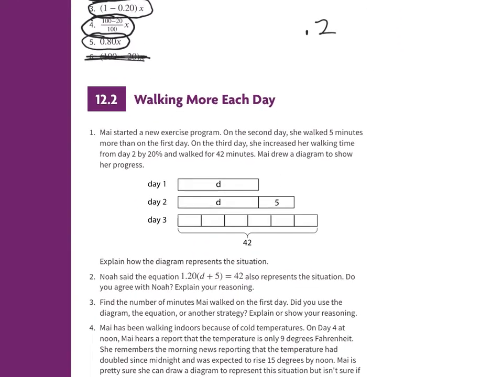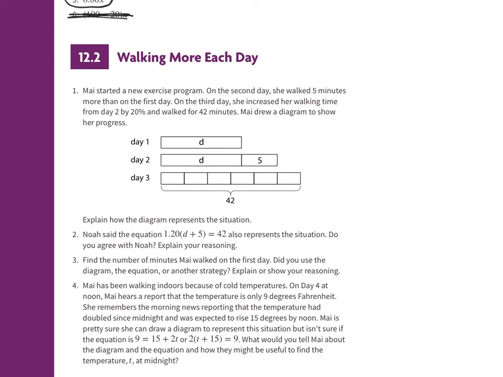All right, moving on. Mai started a new exercise program. On the second day, she walked 5 minutes more than the first day. On the third day, she increased her walking time from day 2 by 20%, and walked for 42 minutes. Mai drew a diagram to show her progress. So the first day, she walked d minutes. Then the second day, d plus 5. And then on the third day, she walked 20% more.